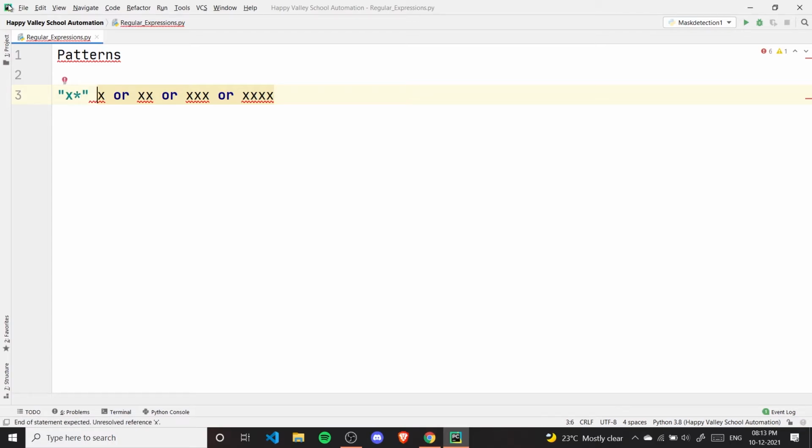So it will tell that there are 0 x's, or it can match any number of x's. So here it can be more than 4x or 5x or any number of x it can match. Now this was the sixth type of pattern.